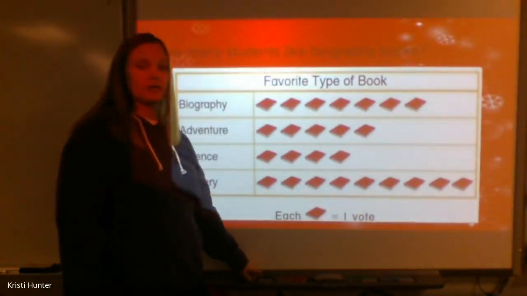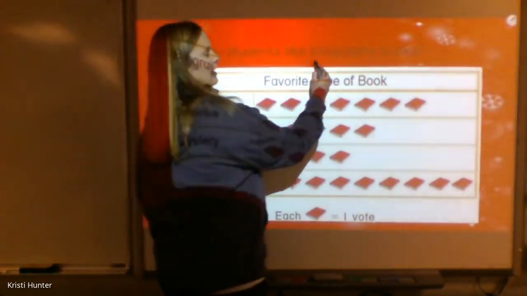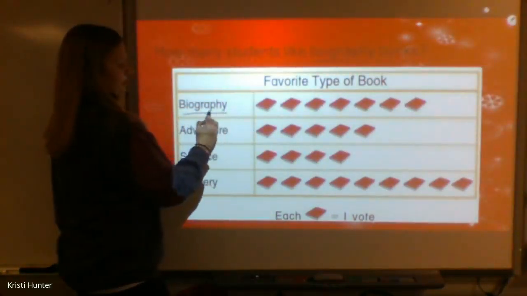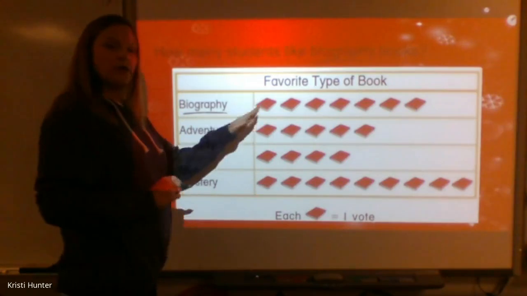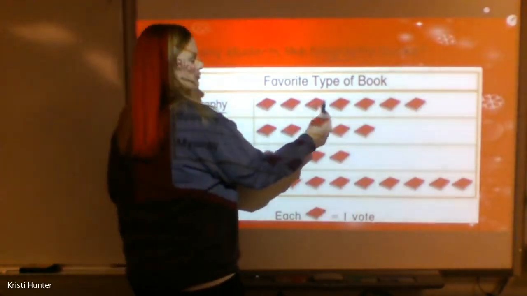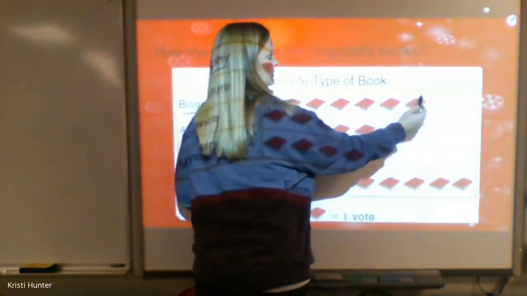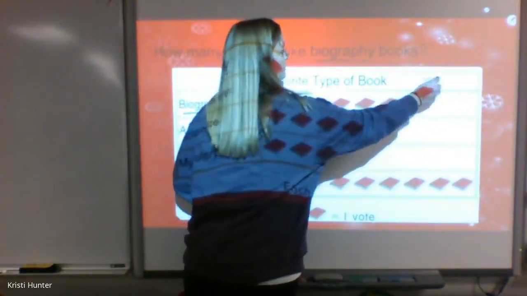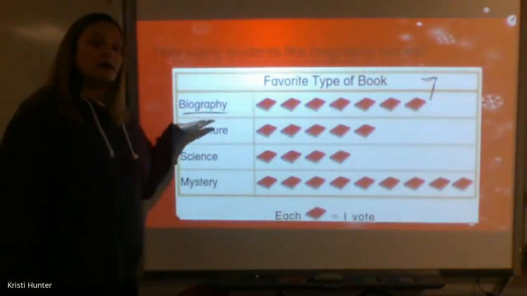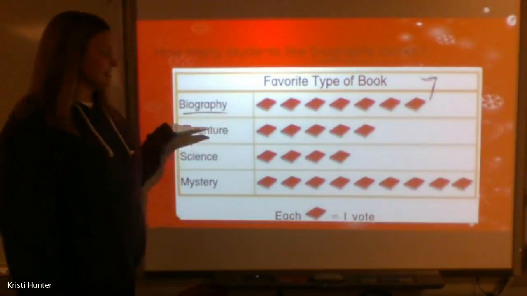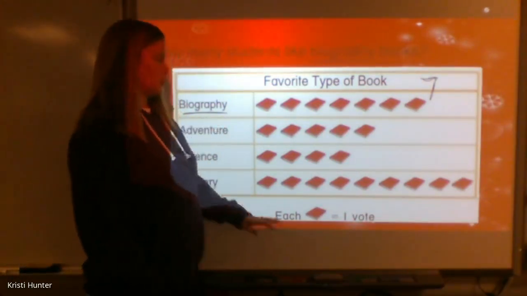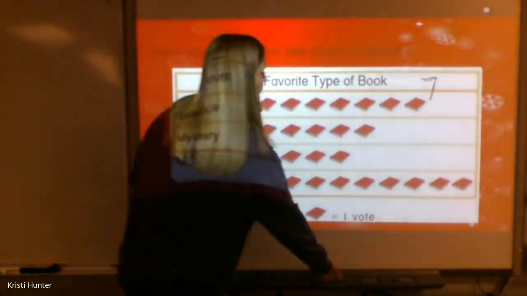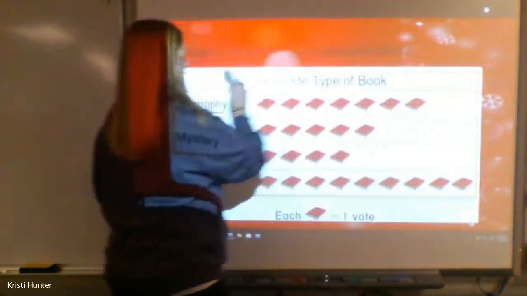So I'm going to take a look here. I'm going to find the matching book type, biography, and I'm going to count up my books. 1, 2, 3, 4, 5, 6, 7. So there are 7 students that like the biography book type. All I did was take a look at the pictures that were there and count them up. Seem pretty simple? Let's try another one.